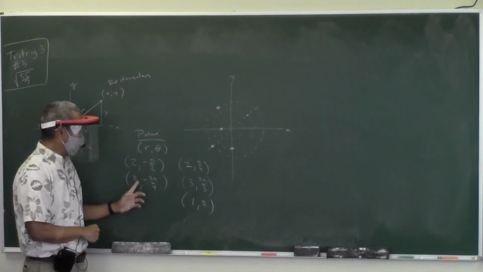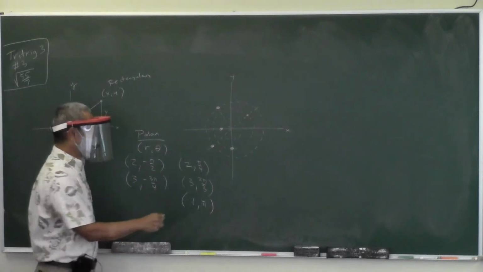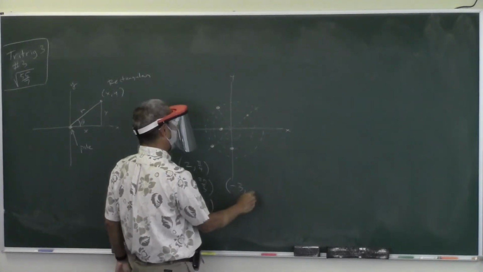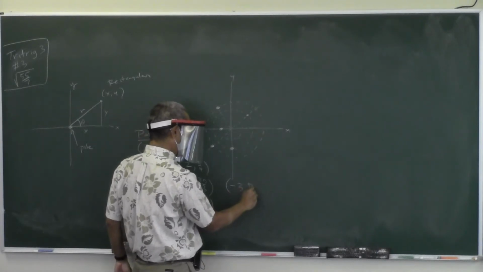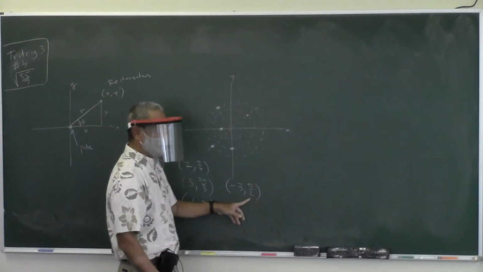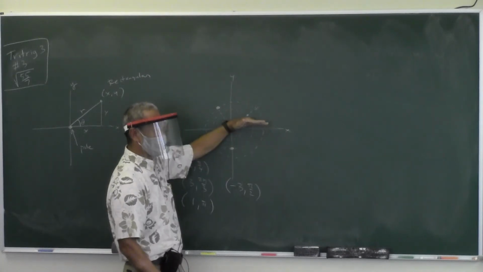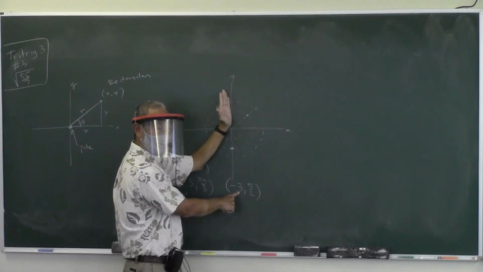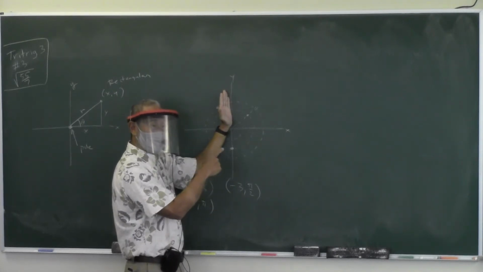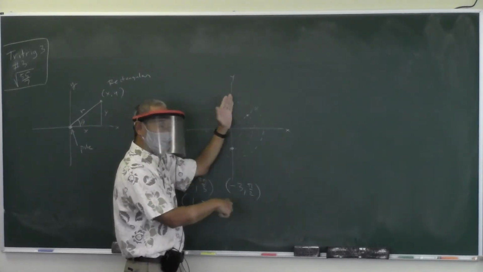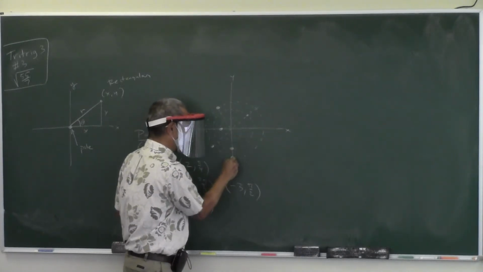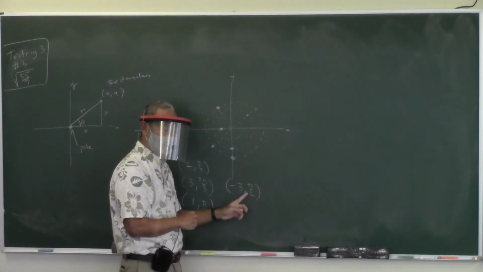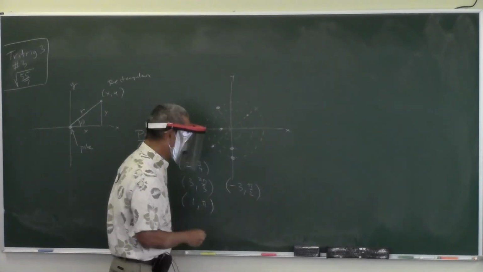And now, what would happen if r is negative? So how about something like this? Negative 3, pi over 2. So measure off an angle of pi over 2, positive, so go counterclockwise 90 degrees. And then what do you think you're going to do when r is negative? You go 3 units in the opposite direction. So 1, 2, 3, it's going to be right there. So whenever r is negative, you have to go the opposite direction of this angle.